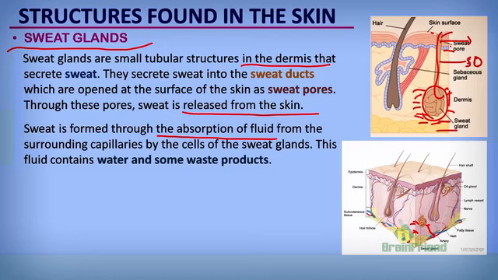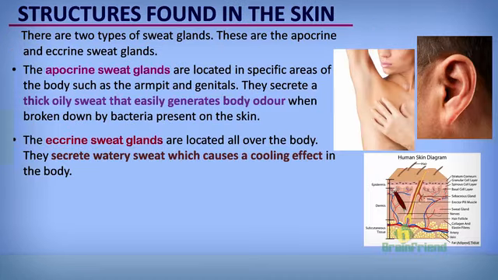These substances include water, which forms most of the sweat. Then we have some waste excretory products such as chloride. We also have urea, uric acid, and so on. All of these are substances that are secreted from the sweat pores as sweat.